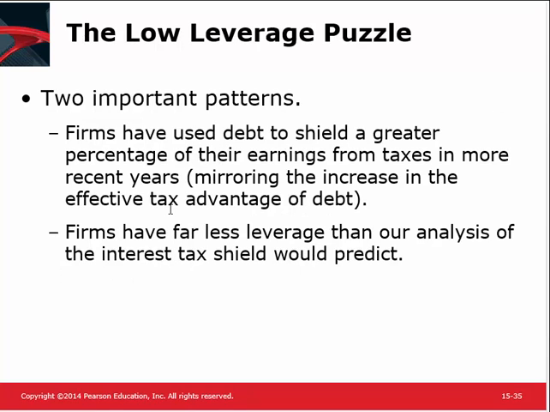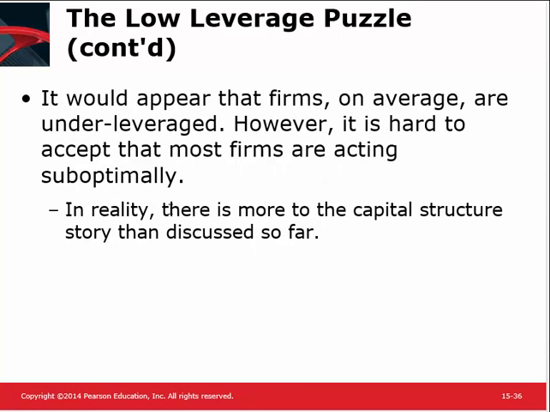A couple important patterns again. Companies have used debt to shield a greater percentage of their earnings from taxes in more recent years. So some companies that have not had debt have been increasing debt. Some that have had debt are actually looking to increase to take a little bit of advantage of that tax shield. Firms have far less leverage than our analysis of the interest tax shield would predict, though. So companies do seem to be borrowing more. However, they're still not approaching what you would expect to be the optimal amount of debt that a company might have. So on average, it appears companies are under leveraged.